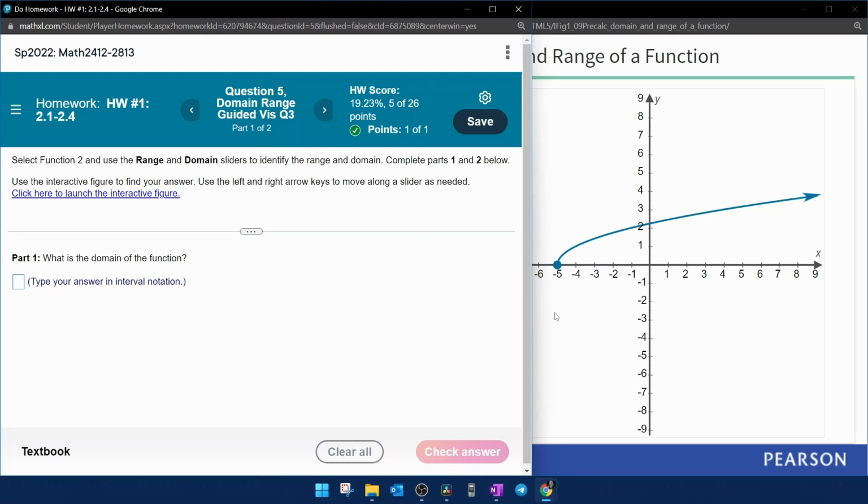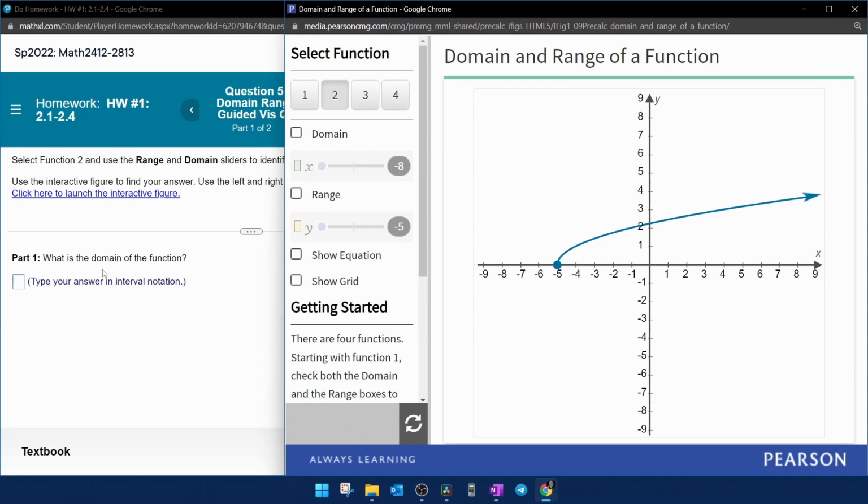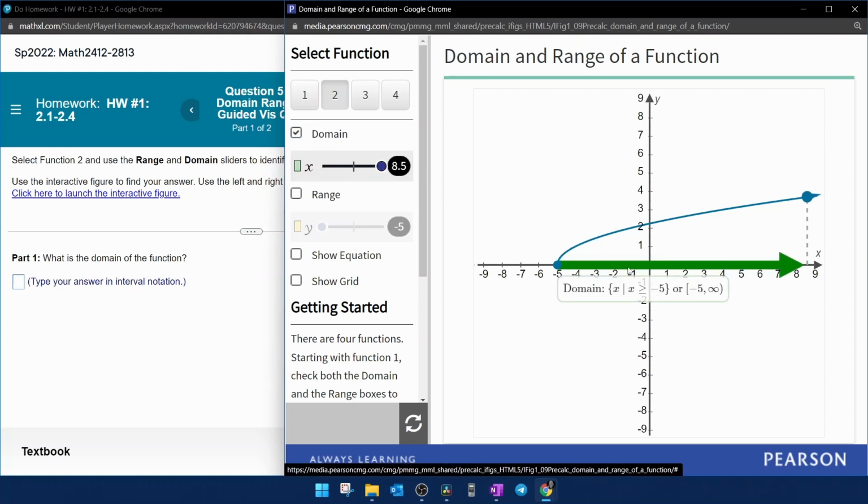range and domain. So we're going to start with the domain. It says what is the domain of the function. If I click on that and then use the slider going all the way across, you're going to see this green arrow appear. It's going to indicate that the domain begins at -5 and the domain continues to infinity. That's because the graph begins at -5. There is no graph left of -5. And the graph is going to be continuous to infinity.